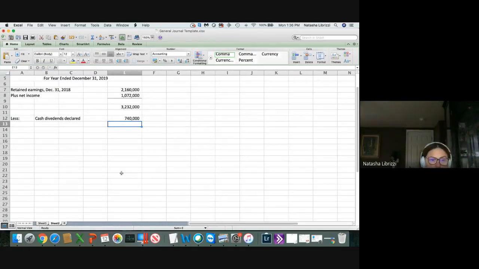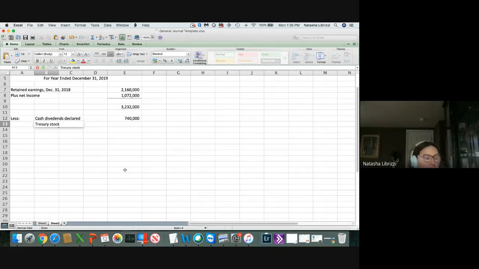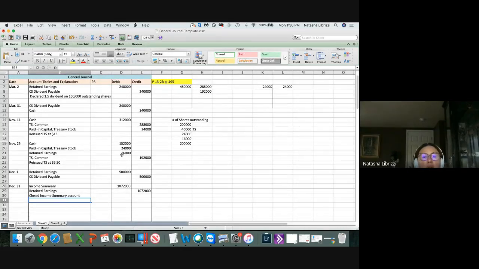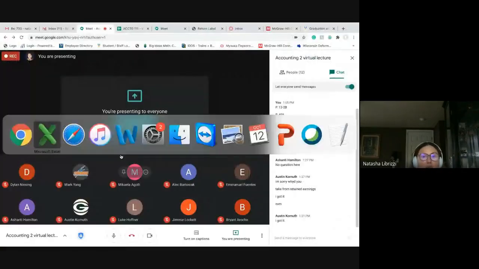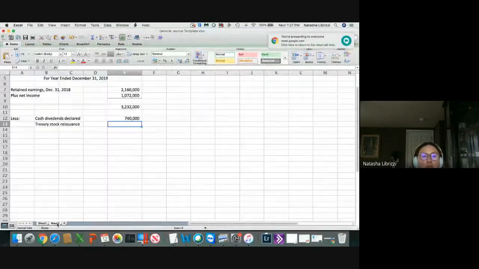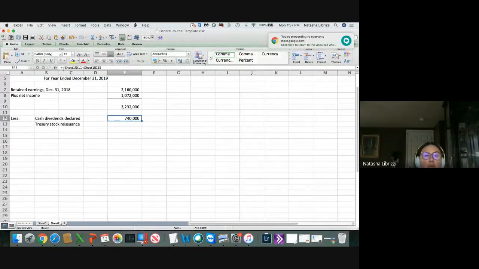And then we have one more reduction. Remember the treasury stock, we sold it for less than we bought it, in total between all 40,000 shares. So treasury stock reissuance resulted in an additional 16,000 negative. So that was right here, guys. Remember that was 16,000. So I'm actually going to enter this as a negative number so I can do a formula later.